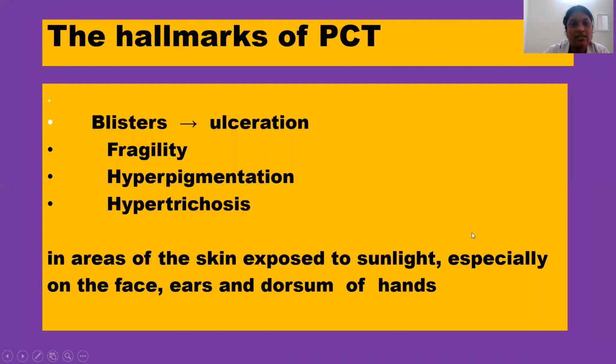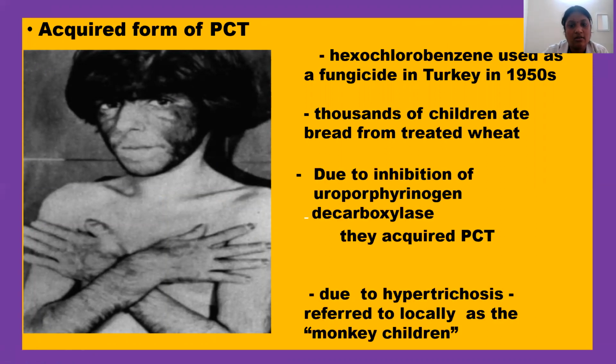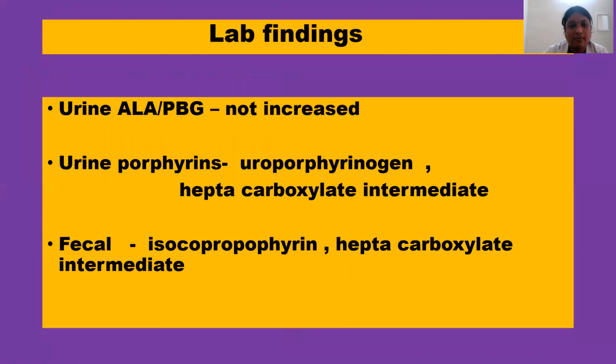Hallmarks of PCT are blisters leading to ulceration, fragility, hyperpigmentation, and hypertrichosis on the sun-exposed areas. So this is an acquired form of PCT because of a fungicide. Lab findings: urine ALA and PBG, the precursors, are not increased. Urine porphyrins seen are uroporphyrin and heptacarboxylate intermediate. In feces, isocoproporphyrin and heptacarboxylate intermediate.